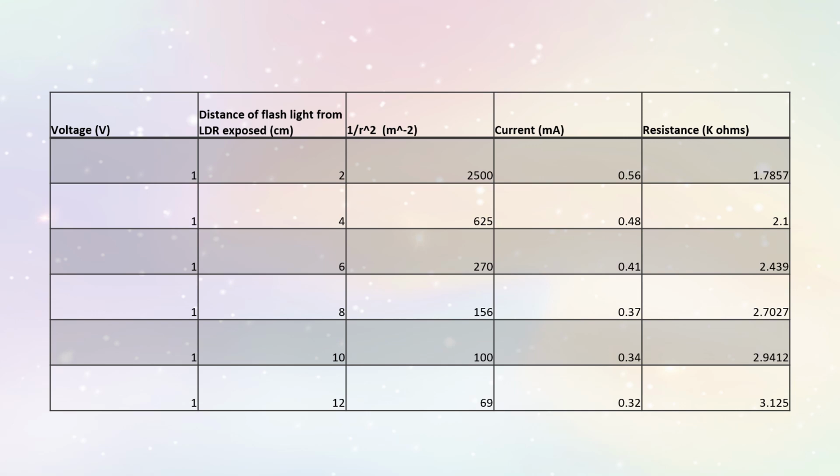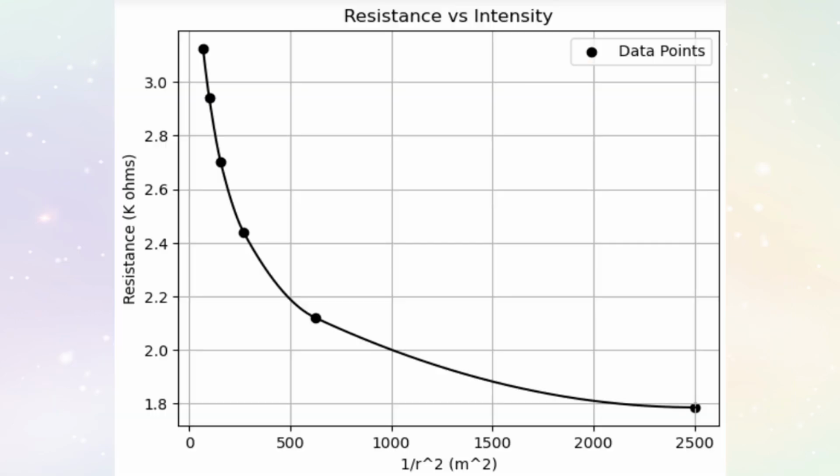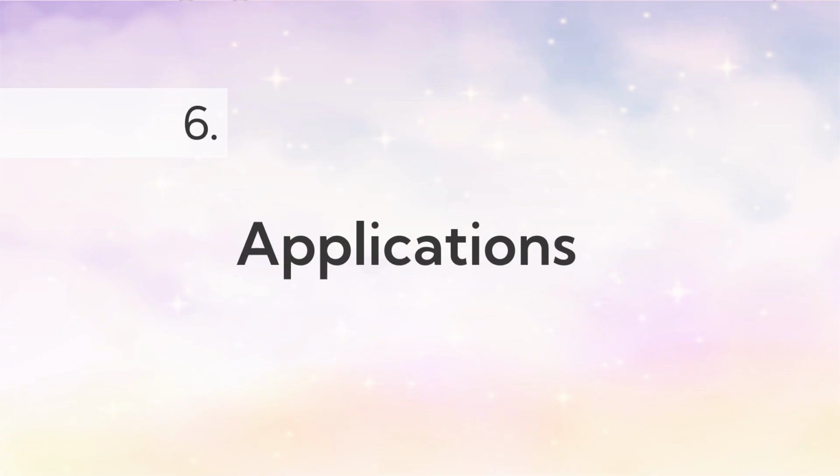Now let us look at what type of variation of resistance is actually happening here. For that, we need to plot these readings on a graph. Here in this graph, you can clearly see that there is a rapid decrease in resistance with the increasing intensity. Or you can say that the resistance is increasing rapidly as we are increasing the distance. So this was all about observations of this experiment.